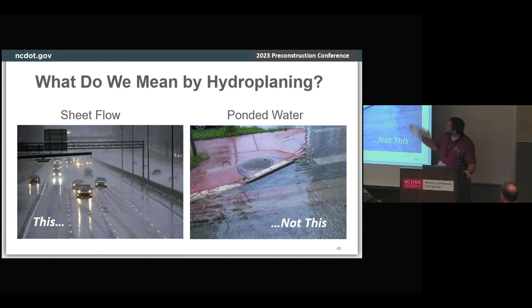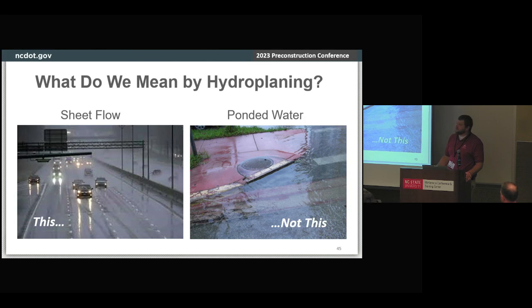So what do we mean by hydroplaning? Well, we're not talking about hydroplaning from spread in a curb. We're talking about wide typical sections where water has to drain over 3, 4, 5 lanes. And we're seeing a lot more of that on our interstates these days.